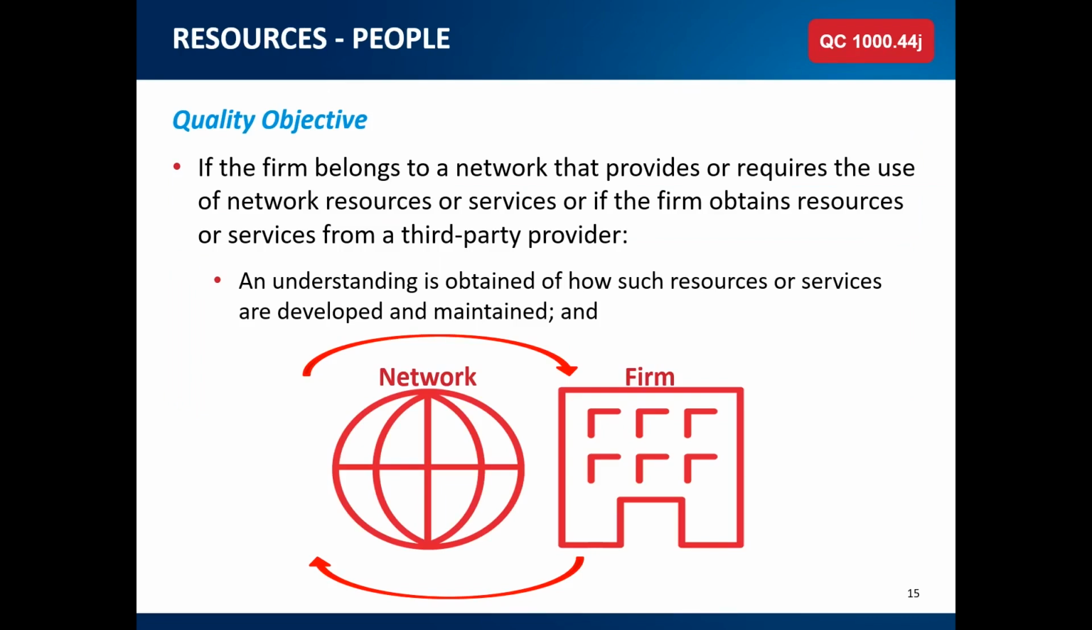A firm that is not affiliated with a network is not required to establish a quality objective related to network provided resources, and therefore would not identify quality risks or related quality responses. Notwithstanding that a firm may use resources from a network or a third-party provider, the firm remains responsible for the use of these resources in its QC system and the performance of its engagements as applicable.